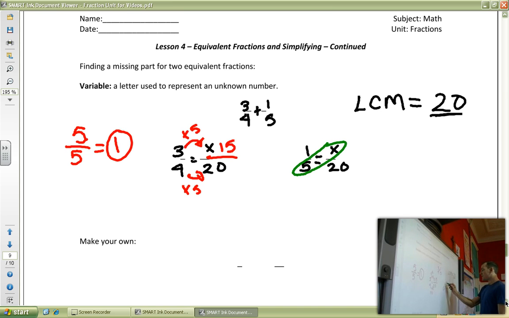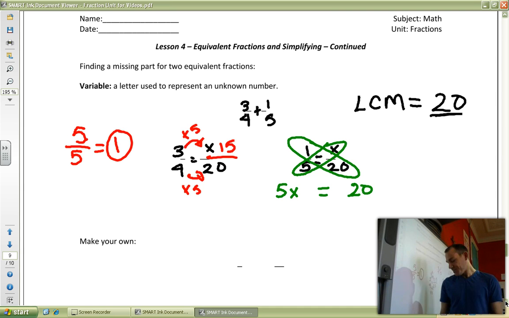Okay, we're going to do that same cross multiply. Okay, my 1 times 20 I know is going to give me 20. And because these are equivalent fractions, remember I said these have to equal each other. So then I have 5 times x.